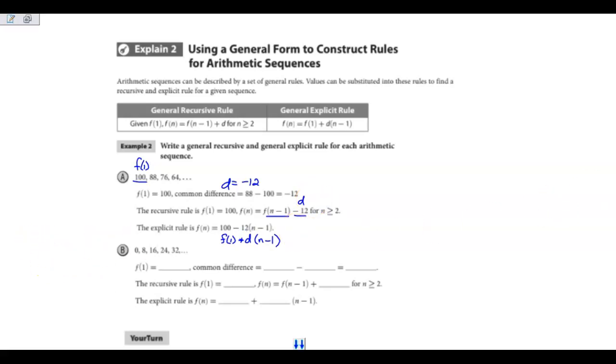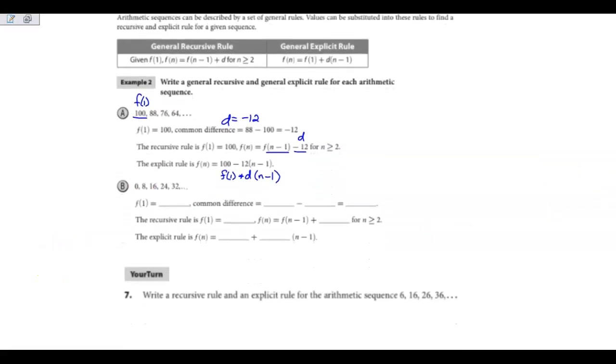In example B, we have a set of numbers that's 0, 8, 16, 24, and 32. Our first term is 0. The common difference is, if I take 16 minus 8, it's 8. 8 minus 0 is 8. 24 minus 16 is 8, so it is 8.